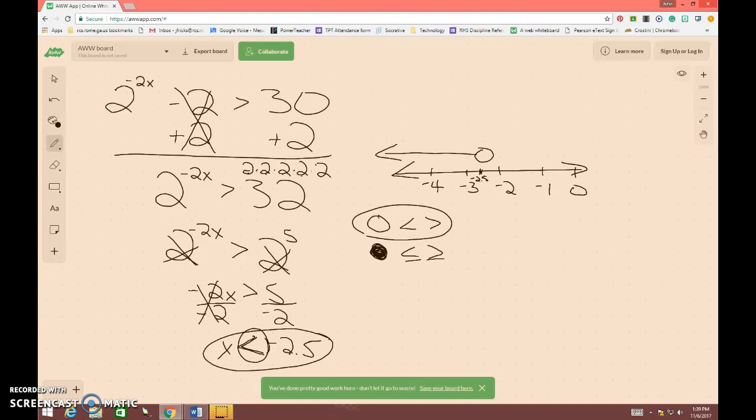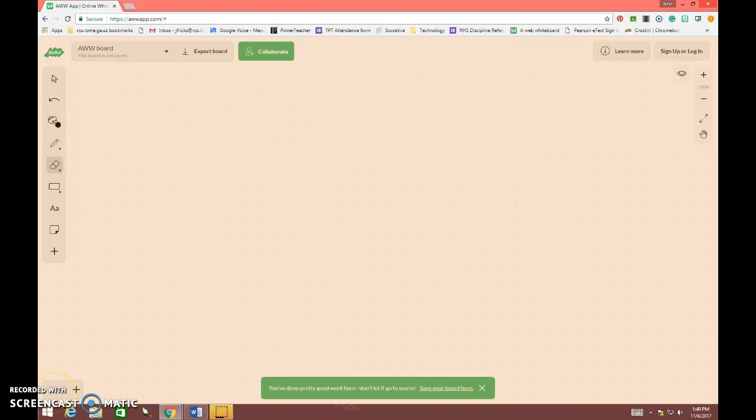All right, so our next problem we're going to look at, I'm trying to make this one up off the top of my head. Let's do 25 times 125 to the negative x power is less than or equal to 625.